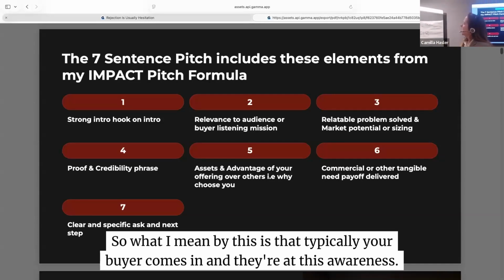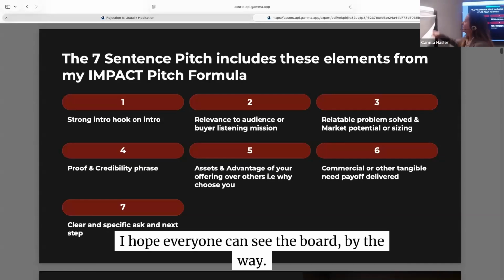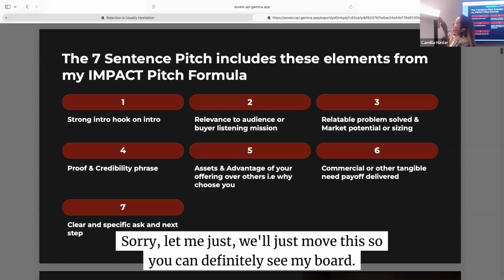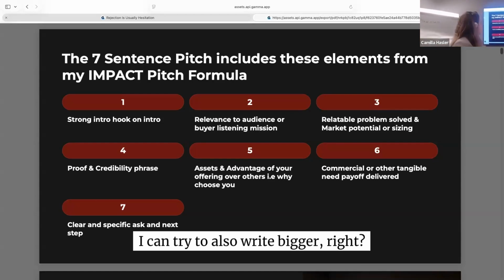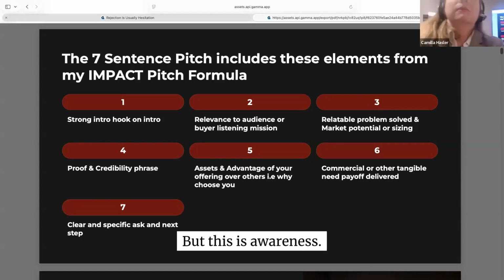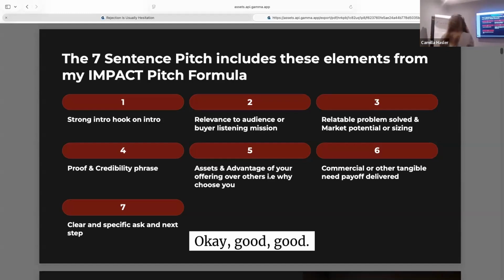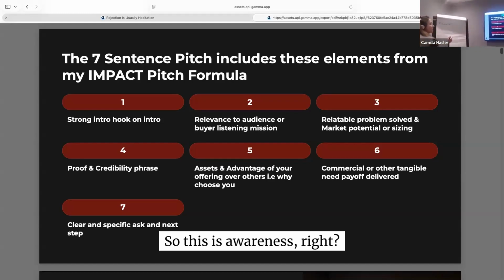I hope everyone can see the board, by the way. Sorry, I'll just move this so you can definitely see my board. I hope you can see my writing. I can try to also write bigger. But this is awareness. You can see? Okay, good.